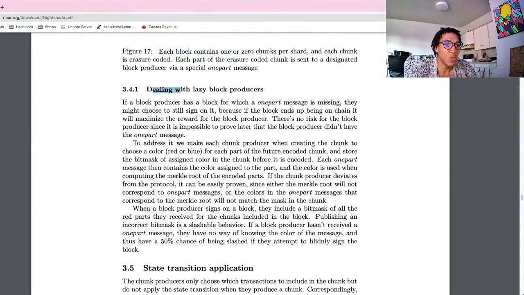Okay. Dealing with lazy block producers. If a block producer has a block for which a one part message is missing, they might choose to still sign on it, because if the block ends up being on chain, it will maximize the reward for the block producer. There's no risk for the block producer since it is impossible to prove later that the block producer didn't have the one part message.